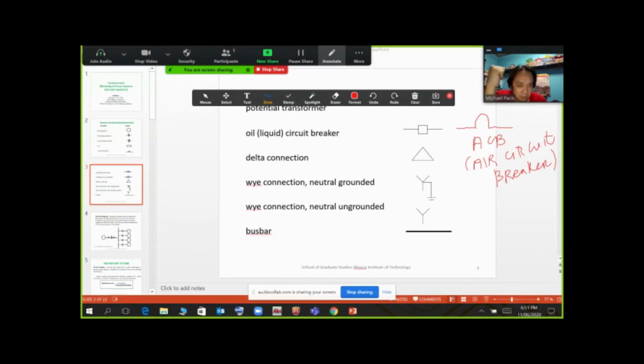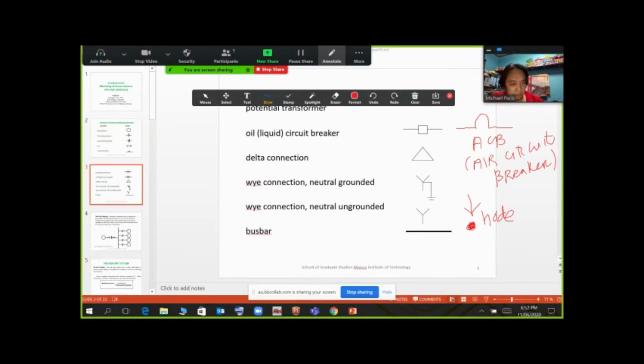Okay, we have some of the connections here. It's very obvious that you already know this one. You have a delta connection, a Y connection neutral grounded, a Y connection ungrounded, and a bus bar. Okay, a bus bar can also be represented by a node. Sometimes in single line diagrams, instead of a bus bar you have a node.